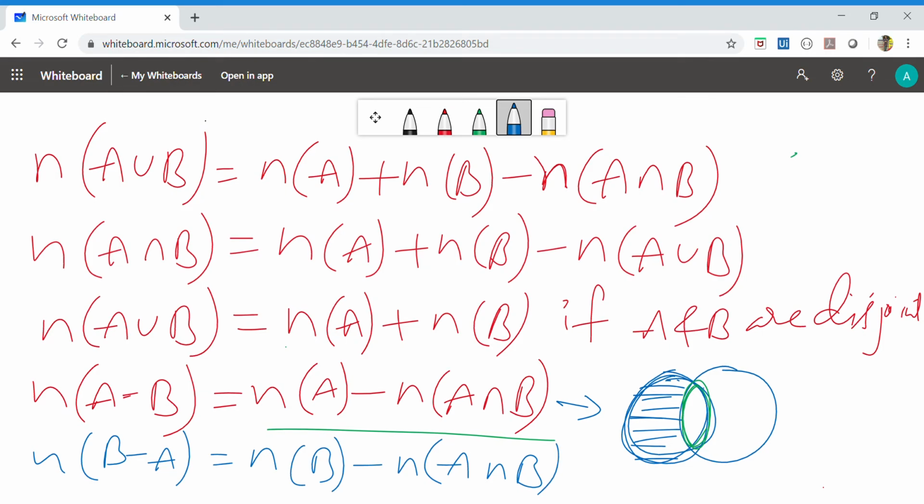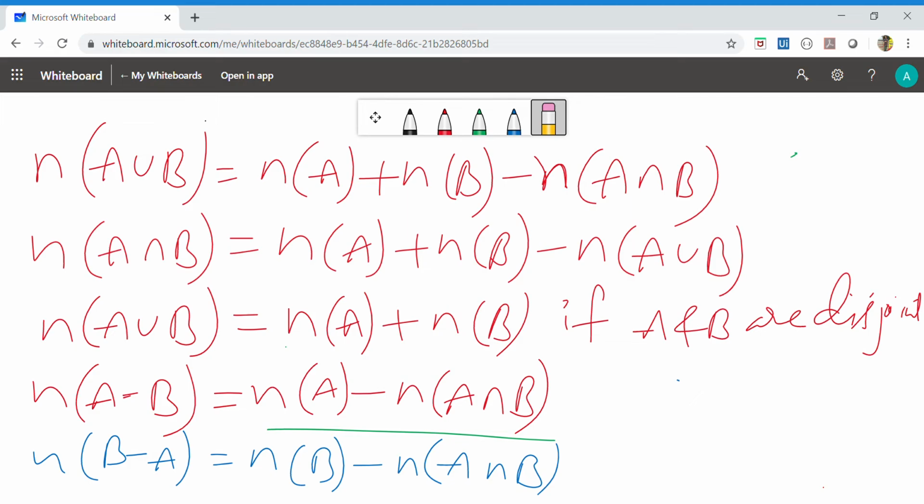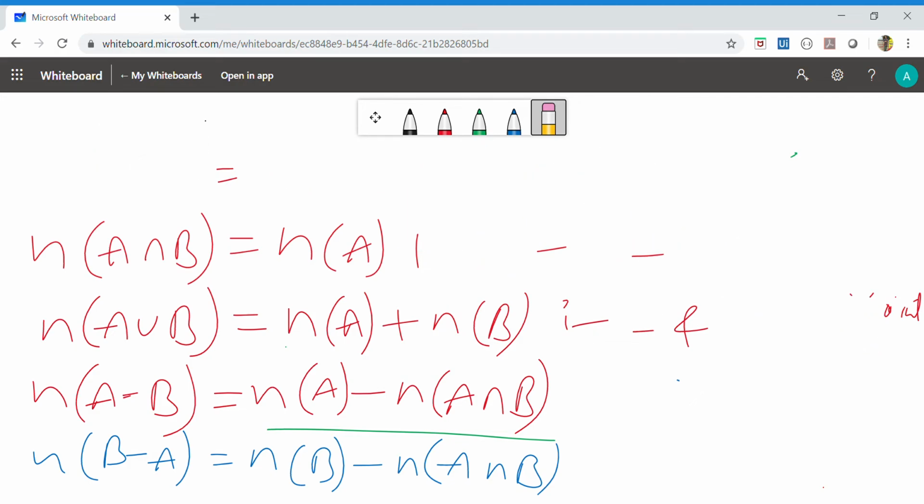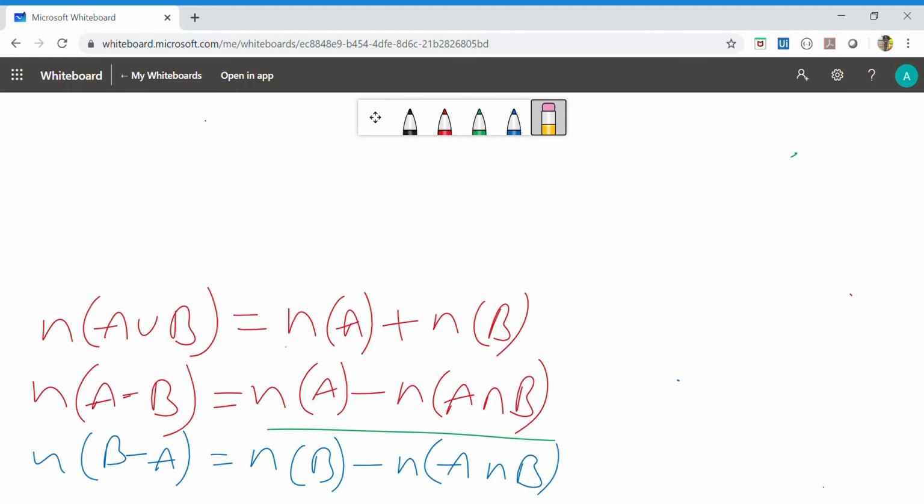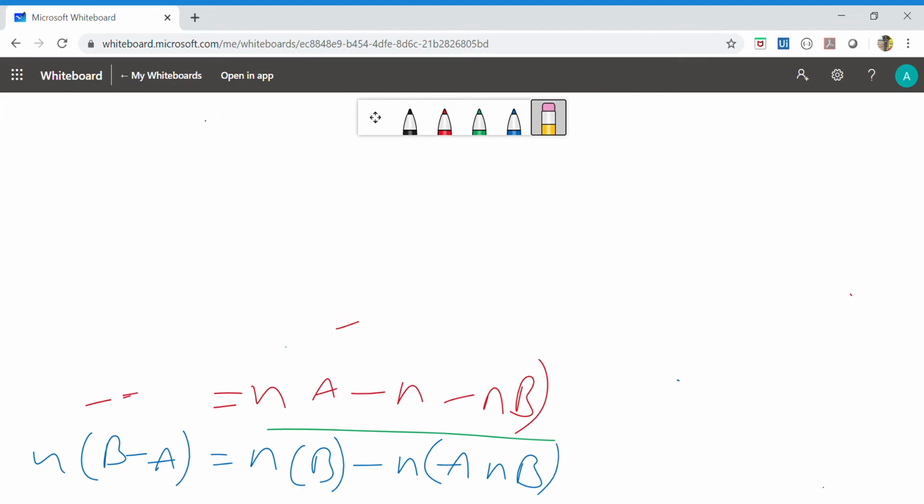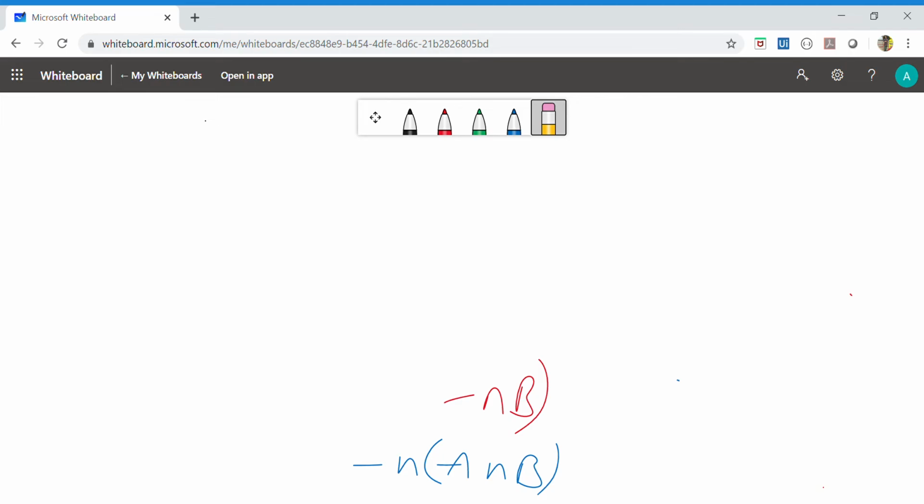Okay. Next, these are also very important; you have to remember all. So n of A union B is n of A plus n of B minus n of A intersection B. By transposition you will get n of B minus A is equal to n of B minus n of A intersection B. So these are the formulas which are useful in this chapter.